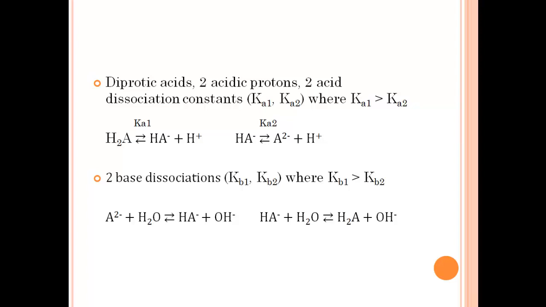Of course, Ka1 is H2A dissociating into HA- and H+, whereas Ka2 takes the HA- and dissociates that. The same argument goes for Kbs if you're doing a weak base, right? A base dissociation. So if it's a diprotic base, you're going to start with A2-, you're going to add water, and that's going to become HA- plus OH-, and then that HA- is just going to add another proton and become H2A. So these are the very general descriptions of diprotic acid and diprotic base reactions.